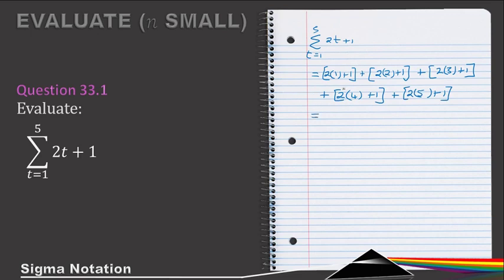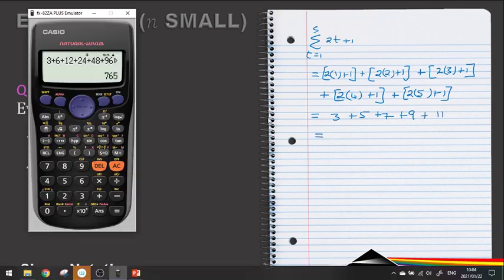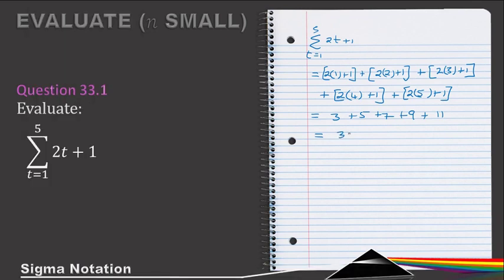Right, so this then is 2 plus 1, so that's 3. That is going to be 4 plus 1, so that's 5. And then we have 6 plus 1, so it's 7. And then 8 plus 1 is 9, and 10 plus 1 is 11. So then I simply add these up, and that gives me 35.